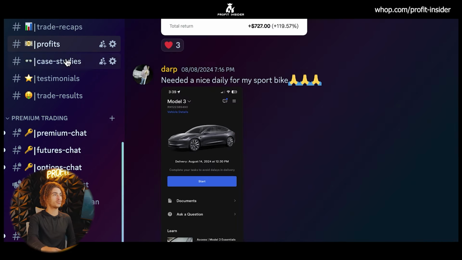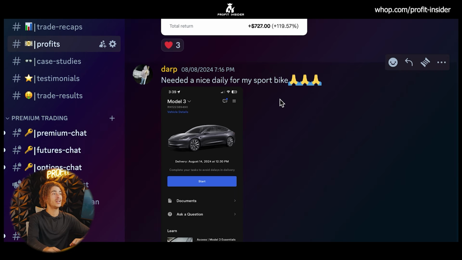This is awesome, guys. This is the profit section of our Discord. So anytime you have a win or you make some money, feel free to post in here. Darius just bought a car. He bought a Tesla Model 3. Keep in mind, this kid is 18 years old. Well, not a kid. He's a young man, and he's in college, and he just bought himself a car using his trading profits.